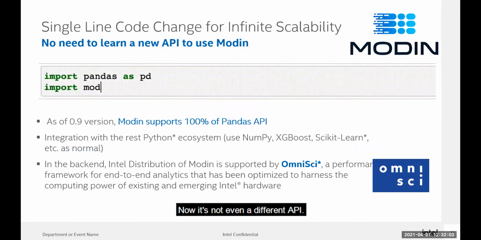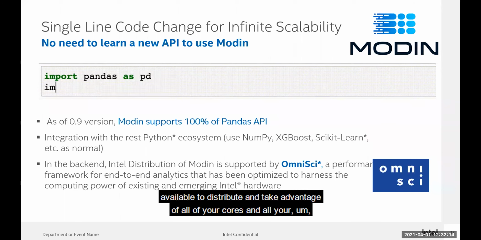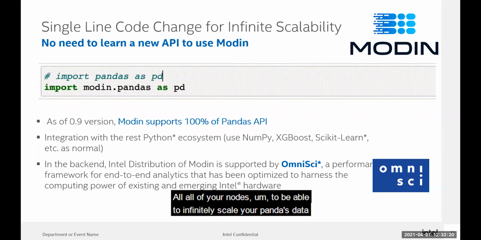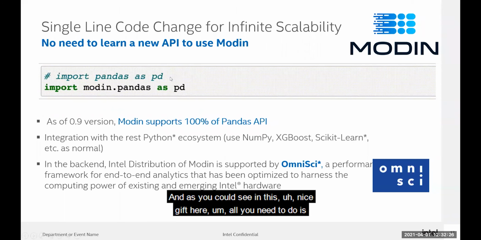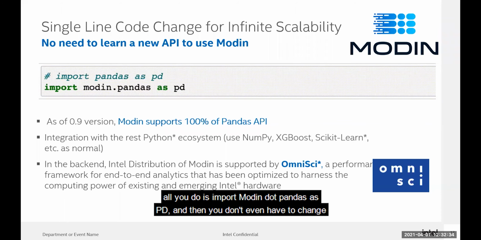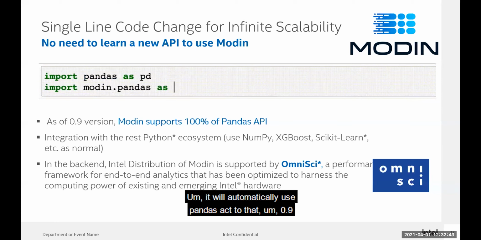Now, it's not even a different API. Modin is simply the Pandas API, but available to distribute and take advantage of all of your cores and all of your nodes to be able to infinitely scale your Pandas data frames. It all works with the Pandas API, and as you can see in this nice GIF here, rather than importing pandas as pd, once you have successfully installed Modin, all you do is import modin.pandas as pd, and then you don't even have to change the rest of your Pandas API at all. It will automatically use Pandas after that.